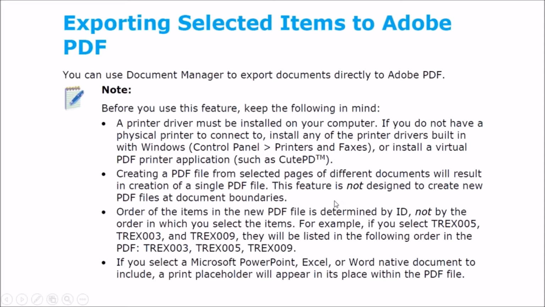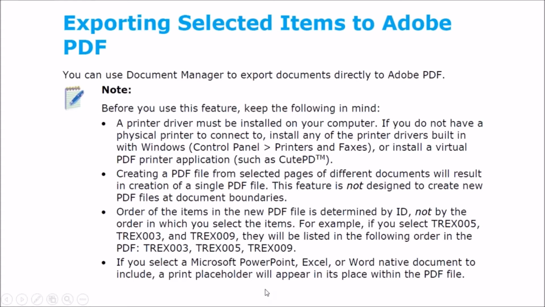Creating a PDF file from selected pages of different documents will result in the creation of a single PDF file. This feature is not designed to create a new PDF file at document boundaries. The order of the items in the new PDF file is determined by an ID, not by the order in which you selected the items. So for example, if you selected TREX005 and then 003 and 009, they will be listed in the following order in the PDF, in this order, not in the order that you had selected them.